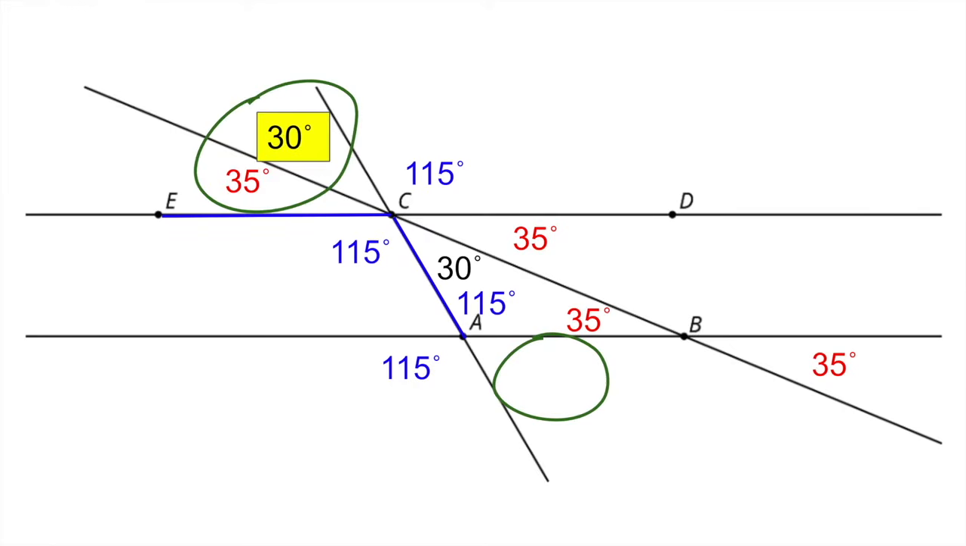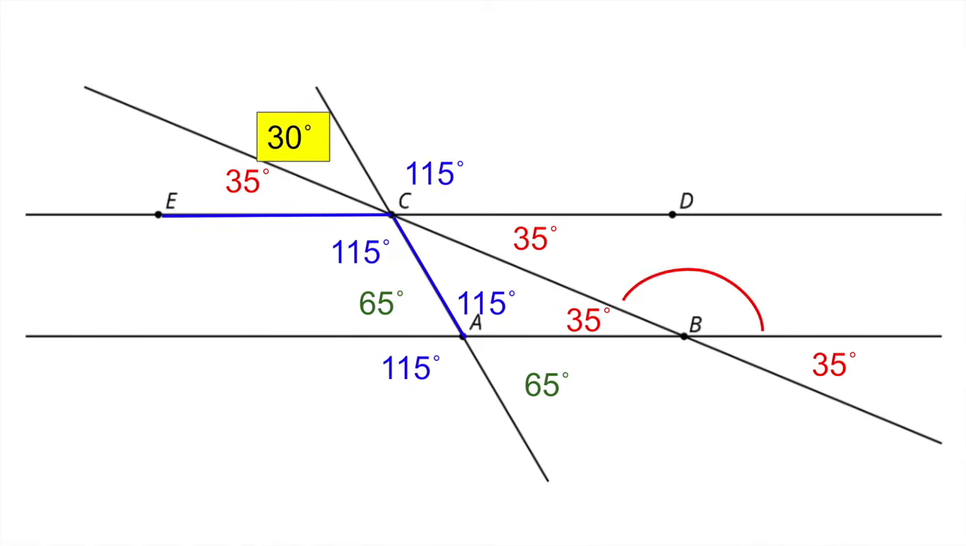To find this missing angle, we can add 35 degrees plus 30 degrees, and that would be 65 degrees. Its corresponding angles would also be 65 degrees. To find this missing angle, 180 degrees minus 35 degrees would give us the missing measure. The missing measure for the angle would be 145 degrees. Its corresponding angle would also be 145 degrees. It looks like we found all the missing angles, so let's go back and look at A, B, and C.